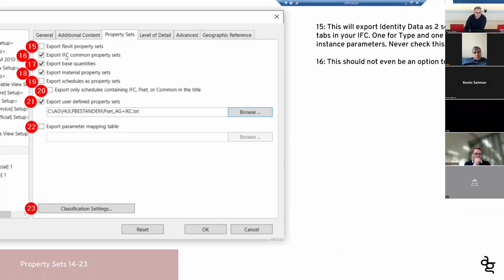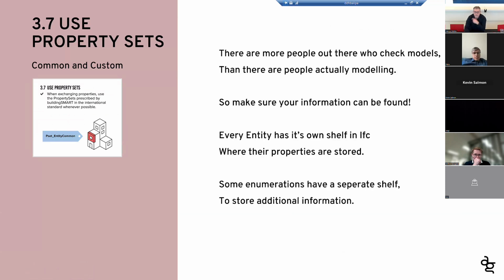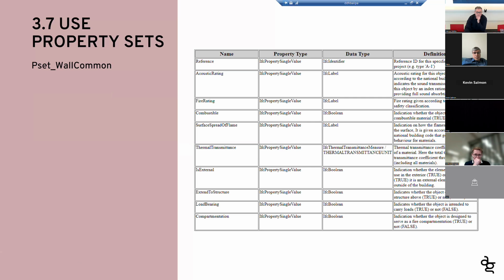Yeah, so what you see here already is that there are a lot of property sets to be exported. So exporting Revit property sets is not something that you want. Let's see what we have here. Yeah, so this is basically the IFC properties, and I think you should, if you use them, or if you think that there can be an acoustic rating or a fire rating in your wall, you should export it.